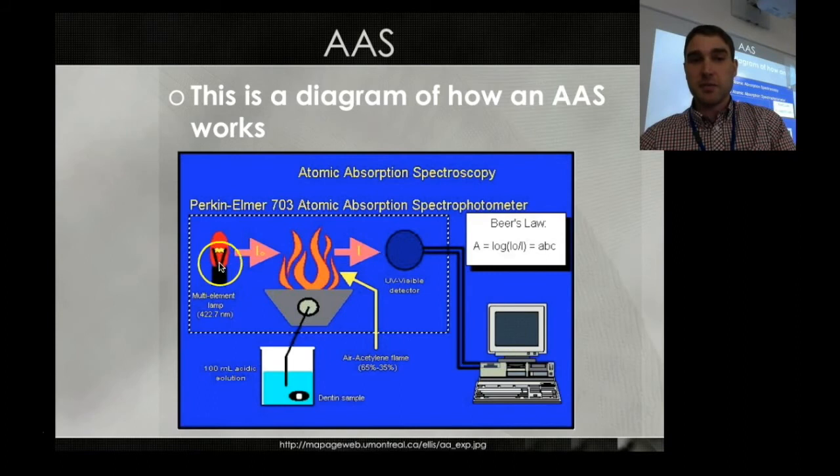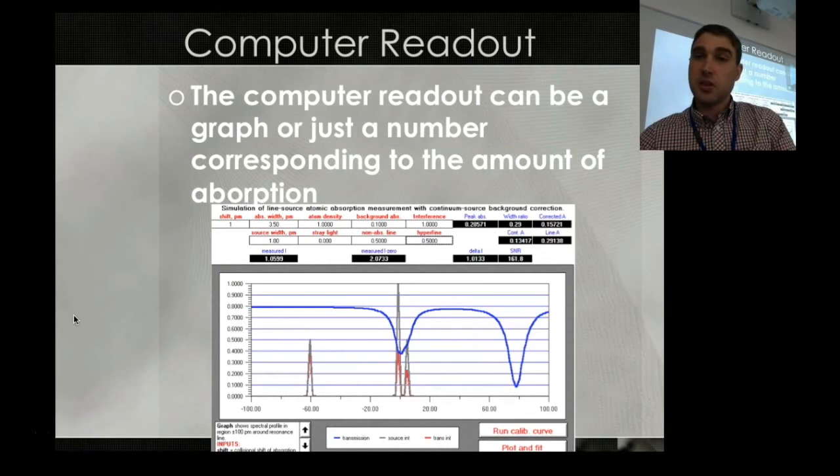The light produced from the lamp passes through the sample. On the other side of the sample, you have a UV vis detector that detects how much light is being absorbed. Some of the light from the lamp is absorbed by atoms in the sample, and that reduction is picked up by the UV vis detector and determined by the computer, and you get a number coming out. That number is an absorbance number. You can ask your computer to make a graph, or just give you a number, and that number is the absorbance.